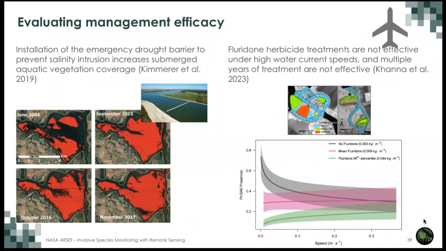For example, we saw in the previous example that maybe priority effects are in account where we have one species that is greening up earlier than another species, which means that a targeted removal earlier in the growing season may be a factor to have more successful management of these species.